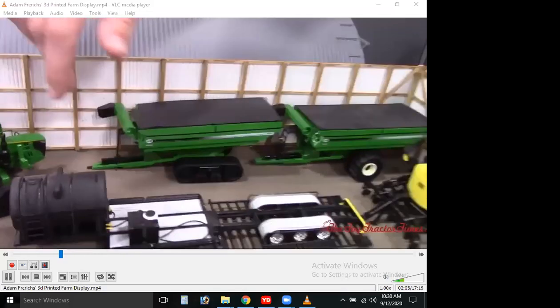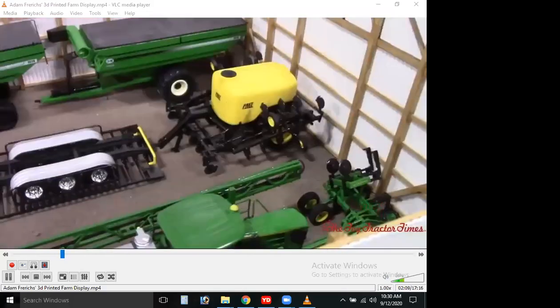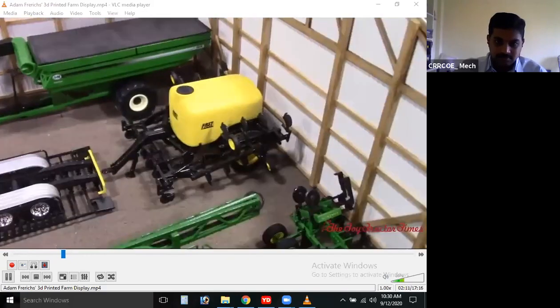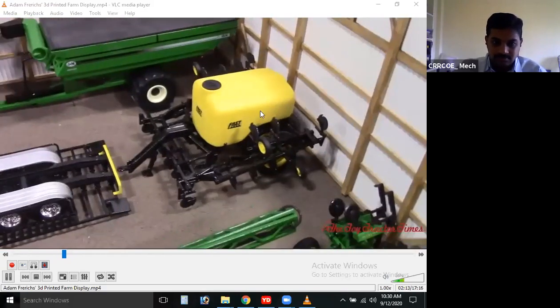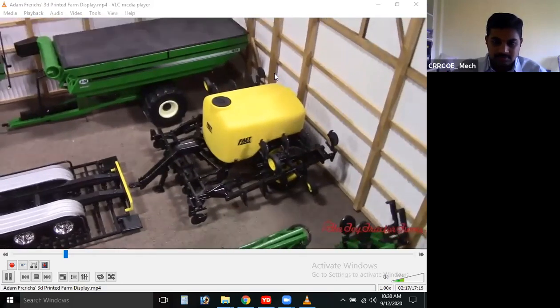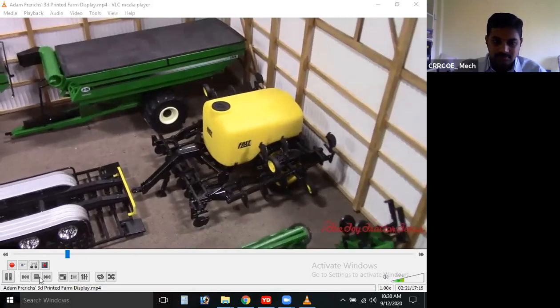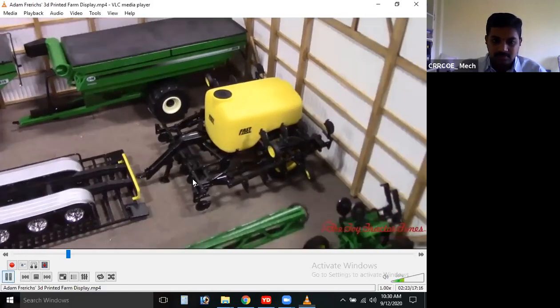You bet. It looks like we've got a Fast applicator here. Right, so that's a Fast side dress applicator. That's the 8200 model. So that's going to be like a 23 row. Folds back on the sides. Duals, 2400 gallon tank. That's 100% 3D printed. That's kind of one of the great things about 3D printing.